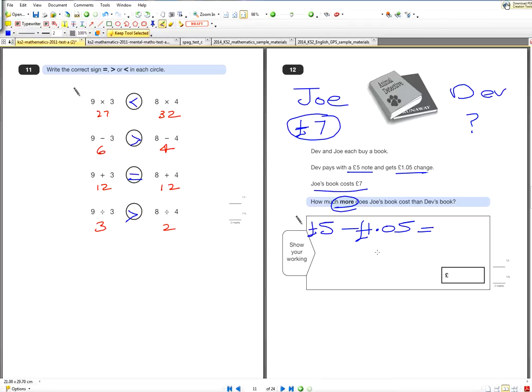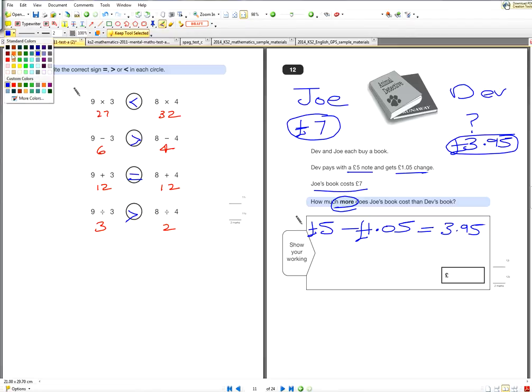Yeah, £5 minus £1.50. Now, the way we do that is we minus the £1: £5 minus £1 is £4, and £4 minus 50p will give us £3.50. Okay, the one I told to stop shouting is still shouting. £3.50. So we know now that Dev's book is £3.50.